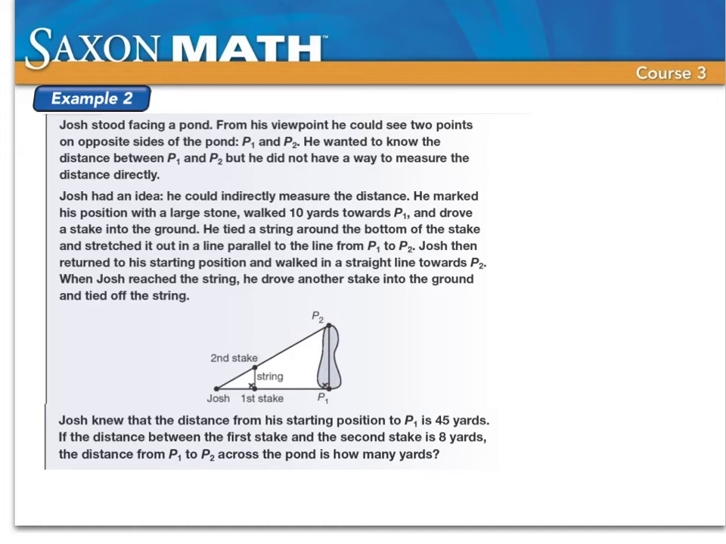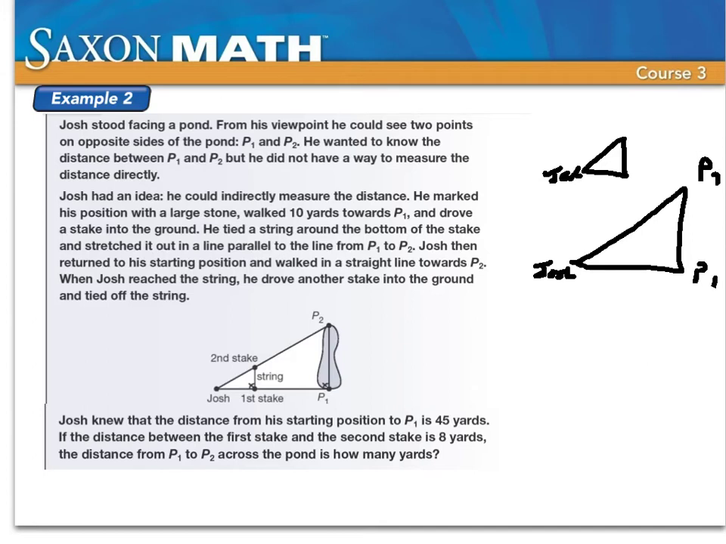So let's draw this. See how they drew this picture? It looks like there's a little triangle here and then a bigger triangle here. Let's look at those two triangles. Here's our little triangle, and here's our big triangle. In both cases, here's Josh over here. Up here we've got point 2 and point 1. On the little drawing, we've got the first stake and the second stake.